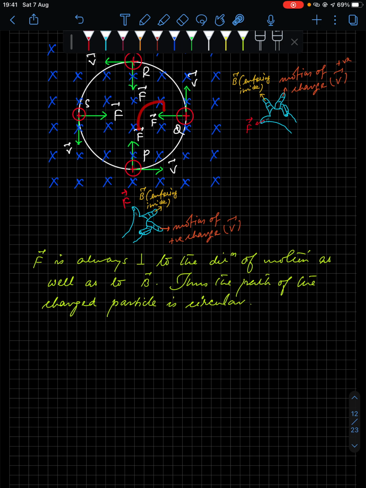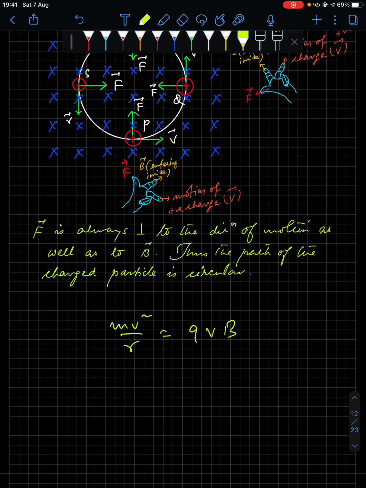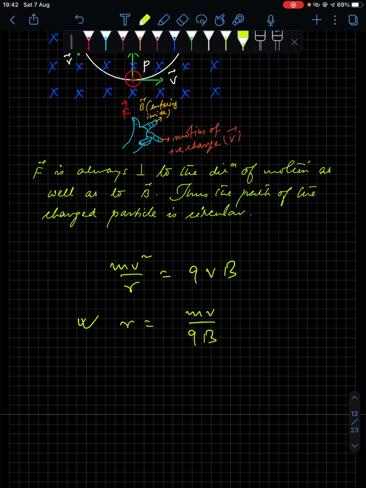Now you see, the centripetal force needed to describe a circular path is provided by the magnetic force, right? And therefore we can write that the centripetal force relation is mv²/r, and that is equal to qvB sin θ, sin 90, right? Sin 90 is 1, so you can write mv²/r = qvB. So from here r = mv/qB. This radius relation will be applied in case of numericals.